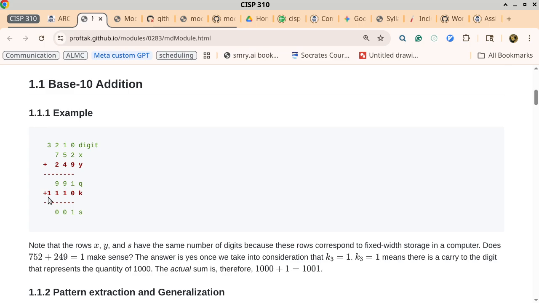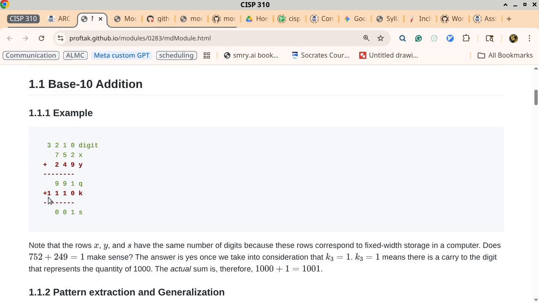So the question to you is, if you add 752 to 249, do we get 1,001? Exactly. It is 1,001. So the reason why the sum is not 1,001, but instead it is just a 1 with an overall carry of 1, is because when you use a machine to perform the calculation, x, y, and the sum must have the same number of digits.